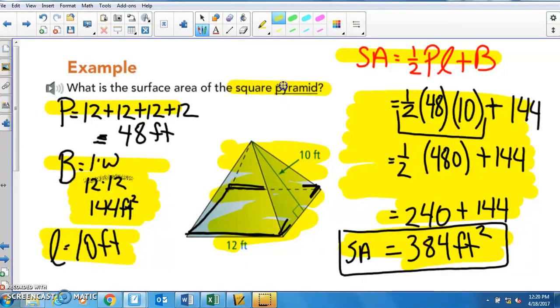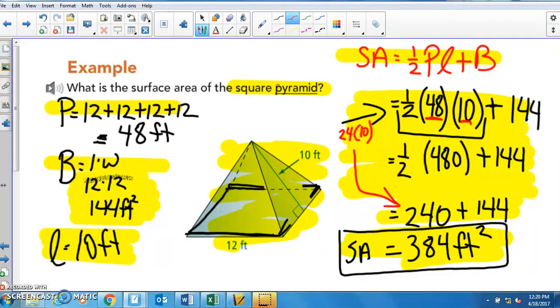This part right here, what I want you to pay attention to: when we take half of 480, you don't have to take half of 480. You could take half of 48, or you could take half of 10 and then multiply by the other number. For instance, if I took half of 48, half of 48 is 24, and then if I multiply 24 times 10, that's 240, which matches up to that right there.